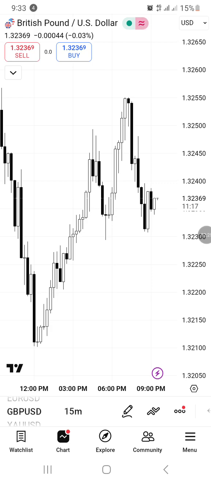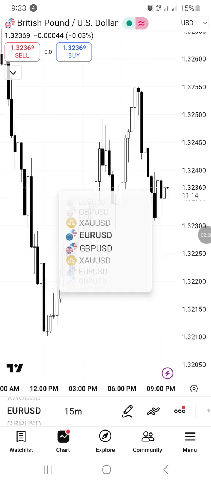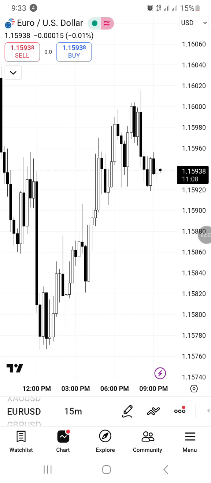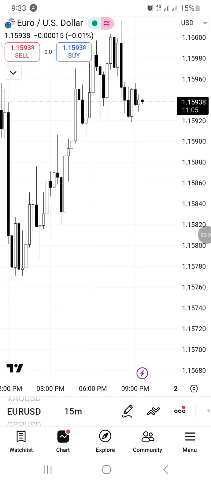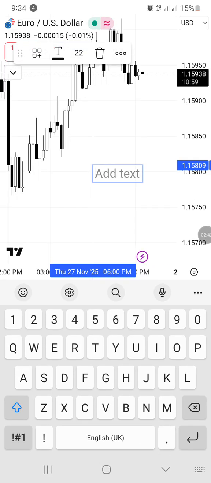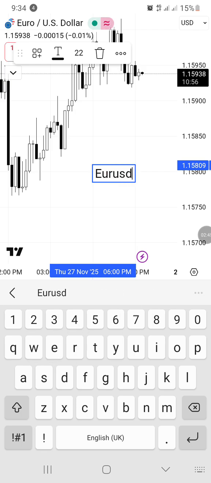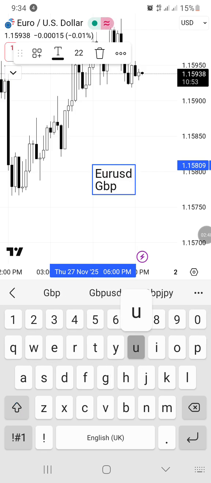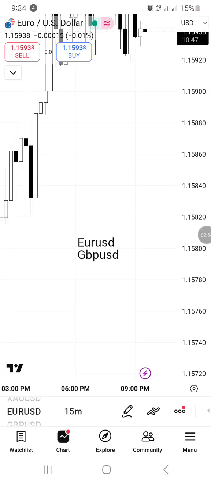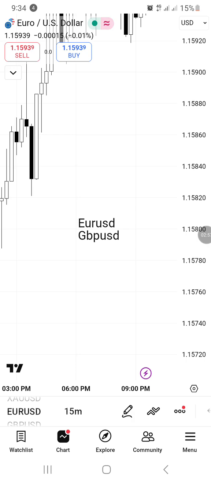So this is GBP USD, and when you switch to Euro USD, you can see that they have very similar price movements, right? On the Euro USD and the GBP USD. So these pairs have a positive correlation. And for positive correlation, we also have BTC and Ethereum. They also have a positive correlation. If one is buying, even the other one will be buying.